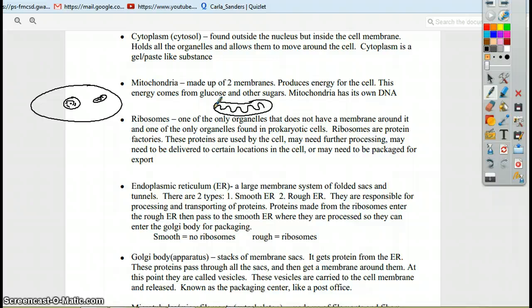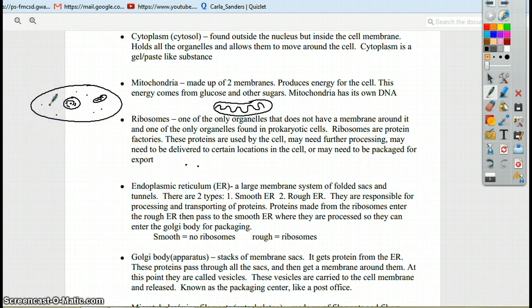These proteins are used by the cell. They may need further processing, may need to be delivered to certain locations, and may need to be packaged for export. But the ribosomes are the protein factories. They're making those enzymes in your body so that your body can function properly. Okay? And ribosomes just look like little tiny dots. Okay? So we have ribosomes floating around.